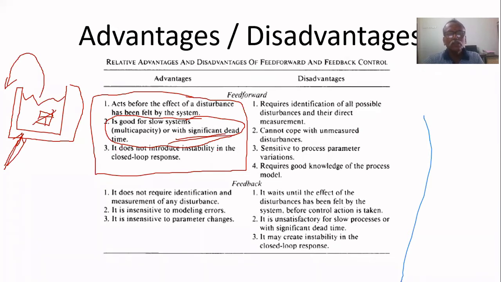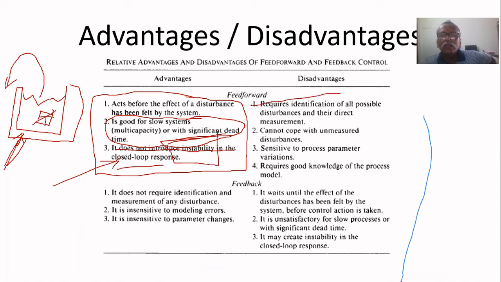It does not introduce instability in the closed loop response. It won't introduce instability, but it will not improve stability. Suppose the system has instability; the feed-forward controller will not improve its stability, but the controller itself won't introduce any instability. You should understand this point. This feed-forward controller will not introduce any instability, but if the system has instability, it can't do anything.